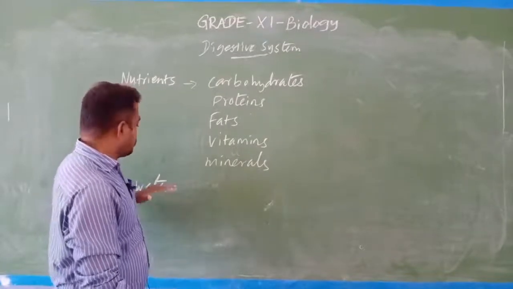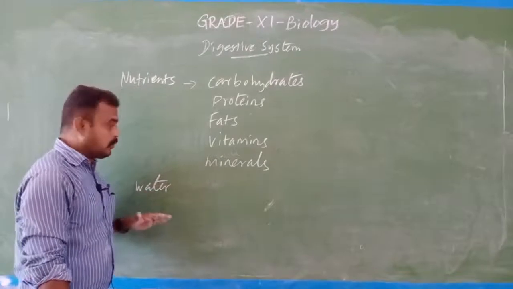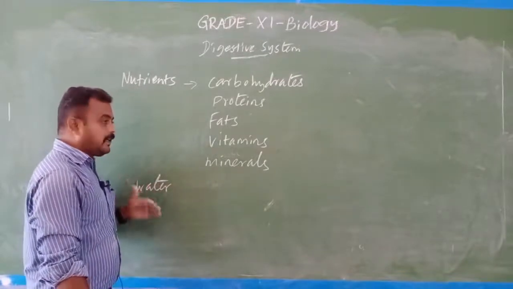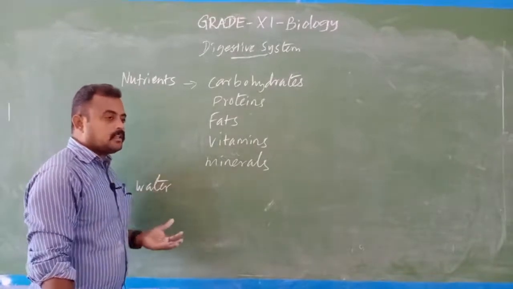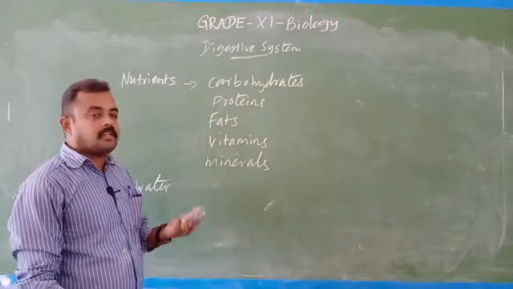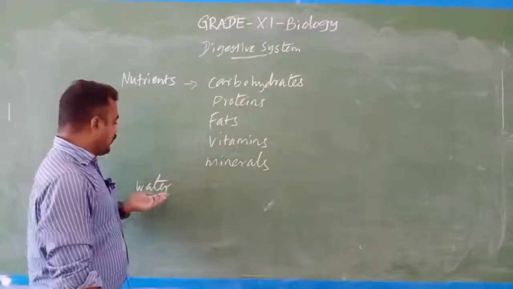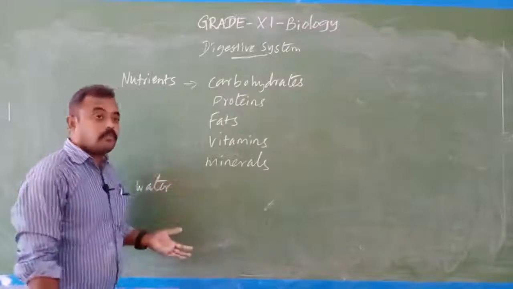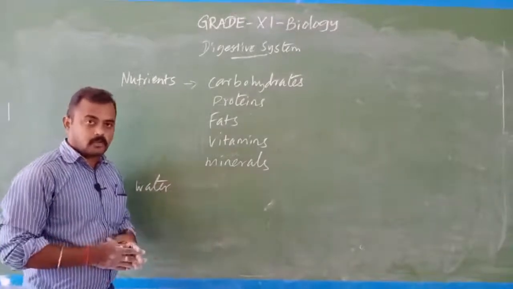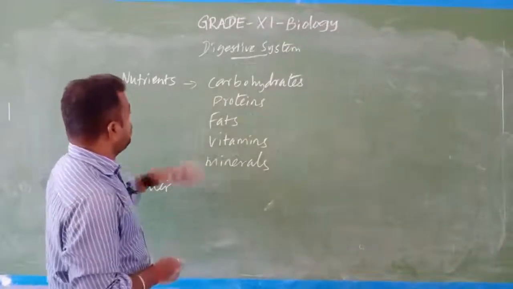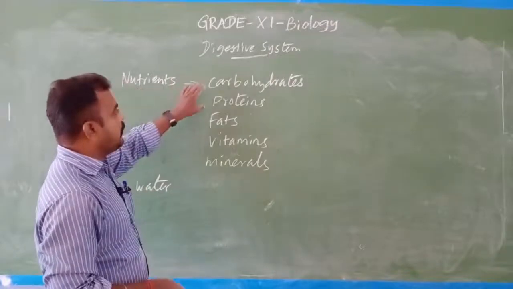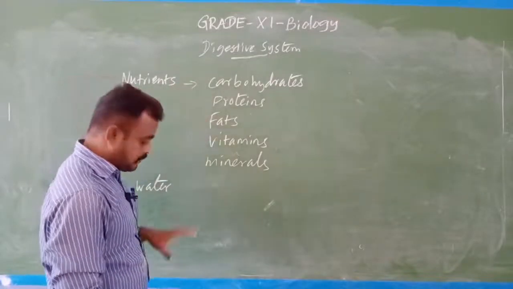Okay, which prevents what? Dehydration of the body. So that's why we take water, 3 liters per day, minimum 3 liters we need. Okay, and water is also required for metabolic processes. Here you see what the nutrients are: carbohydrates, proteins, fats, vitamins, minerals.